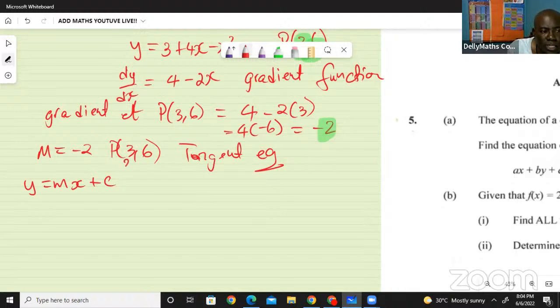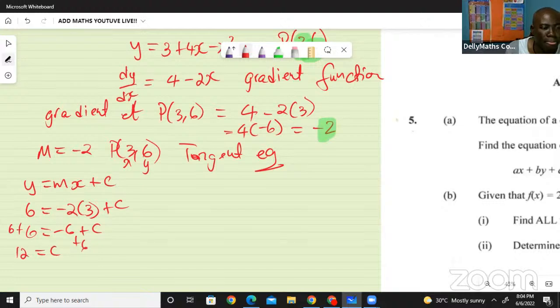So substituting x and y here, 6 is equal to -2 times 3 plus c. Make sure that there is no error. So 6 is equal to -6 plus c. Adding 6 to both sides to balance out, 12 is equal to c.